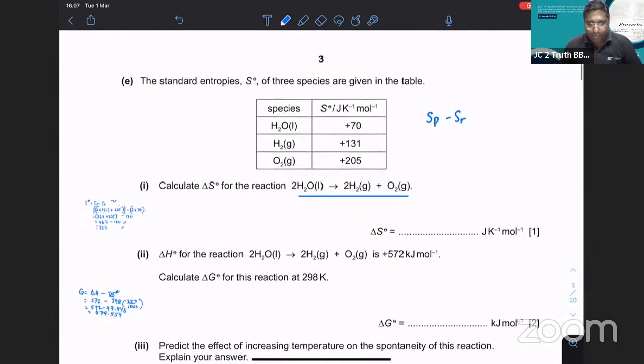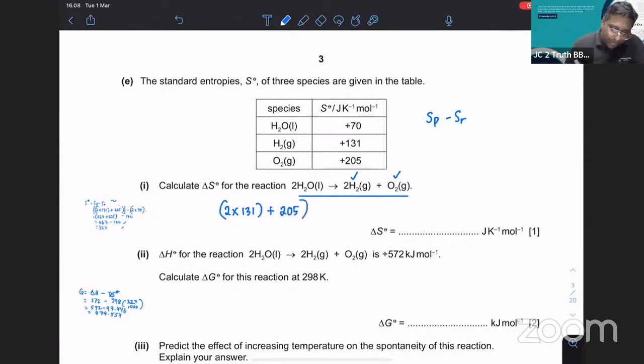If you look at the total entropy of the product, the product is going to be 2H2. So you need to do 2 times 131, and you put a bracket. Then the product also has O2, so 205, you put over there. That is for your product. Then you minus the entropy of the reactant. The reactant is going to be H2O, 70 times 2. Do not forget the number that you have in front. So 2 times 70, and you will get the entropy change.